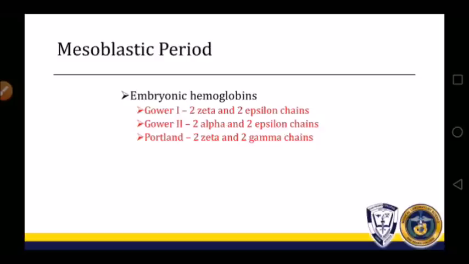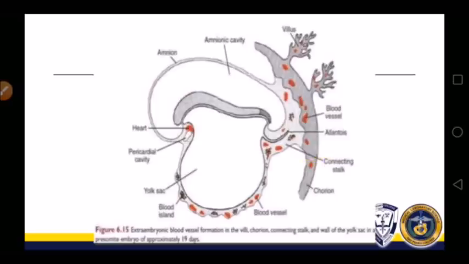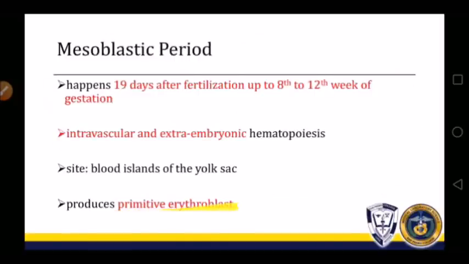So that's it for our mesoblastic period. Its end product is the primitive erythroblast, and it happens in the blood islands of the yolk sac. It is an intravascular and extra-embryonic hematopoiesis. And it is not a definitive hematopoiesis because the primitive erythroblast is very different from the erythrocytes we produce now.